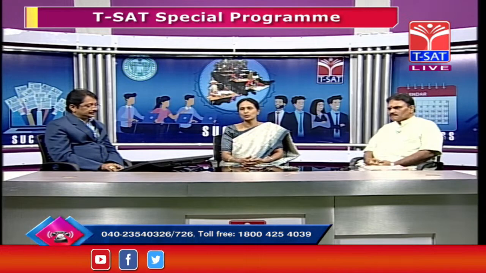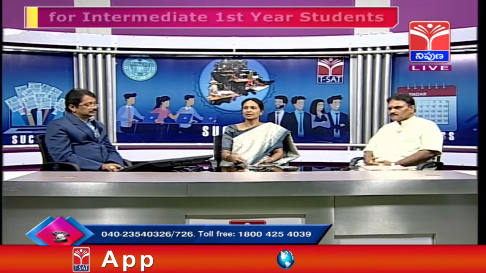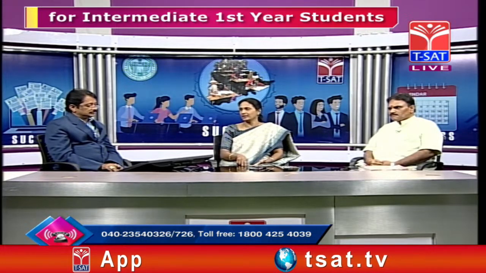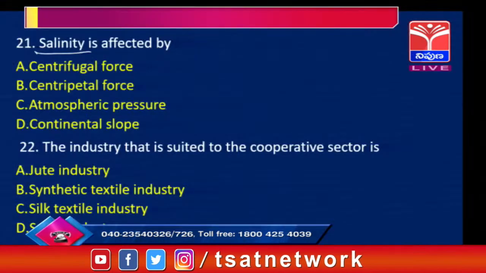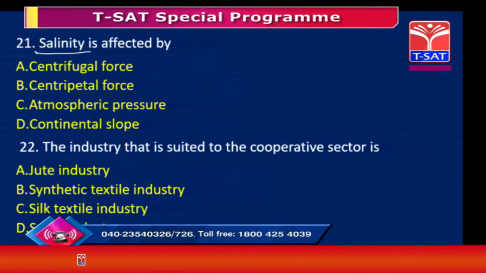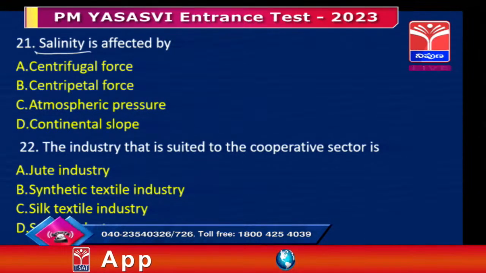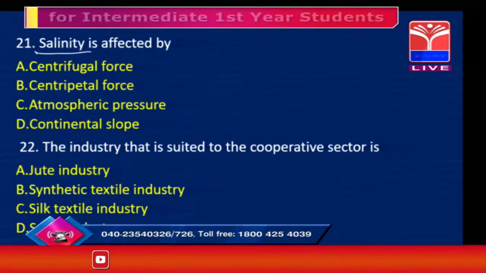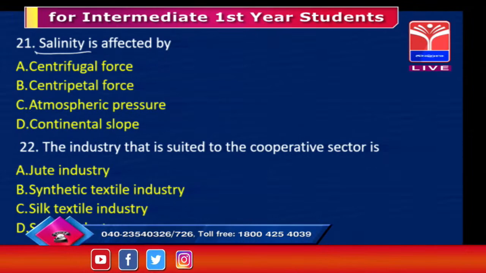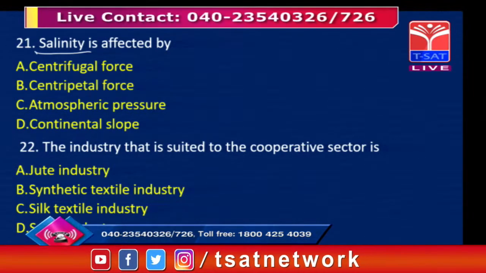Then continental slope. Now what is this continental slope? This continental slope is one of the relief features of the ocean. Unless they know it is a relief feature of the ocean, they cannot tell that it will not affect the salinity. As we have landforms on the land, like plains, plateaus, mountains and all, ocean relief also has different landforms. The continental slope is one of the relief features of the ocean. If we understand all these words, then they will be able to answer the question. So here the right answer is centrifugal force. The salinity is influenced by the centrifugal force.